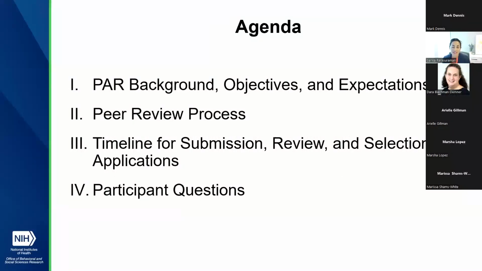In this pre-application webinar, we will be covering the following agenda items. Number one is going through the PAR background, objectives, and expectations. Second, Dr. Rubert will cover the peer review process. Number three, we'll present the timeline for submission, review, and selection of applications. And then finally, we'll close out by answering all of the questions that you have.